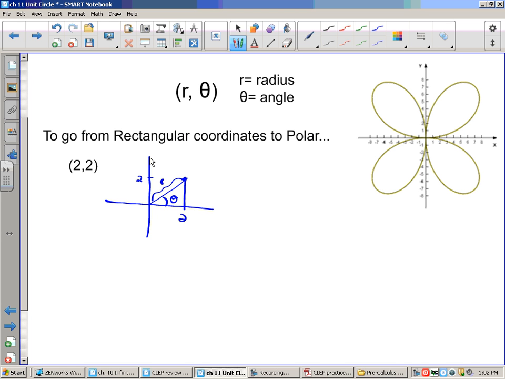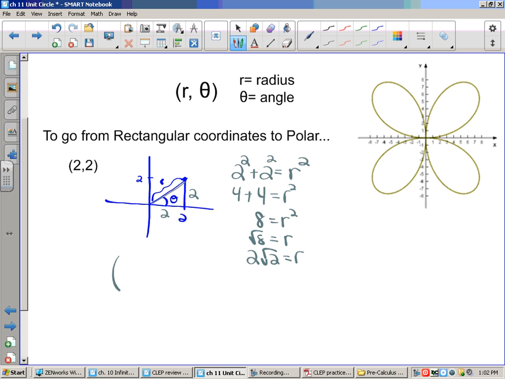I know this is 2, and I know this is 2. So to find the radius, how would I do that? Good, the Pythagorean Theorem. So 2 squared plus 2 squared equals r squared. So 4 plus 4 equals r squared, 8 equals r squared. Therefore r is the square root of 8, or 2 root 2. That gives me my radius, so I'm already halfway done. 2 root 2 is the radius.